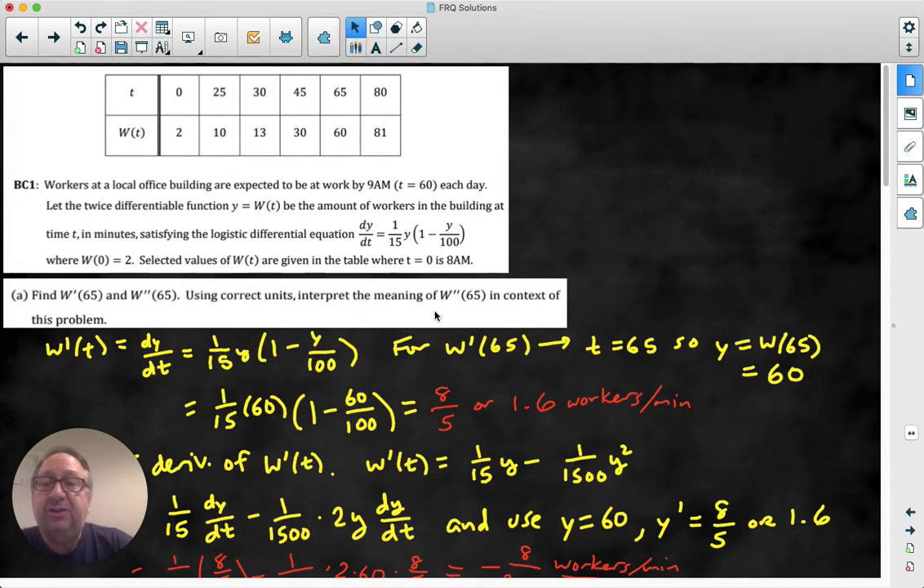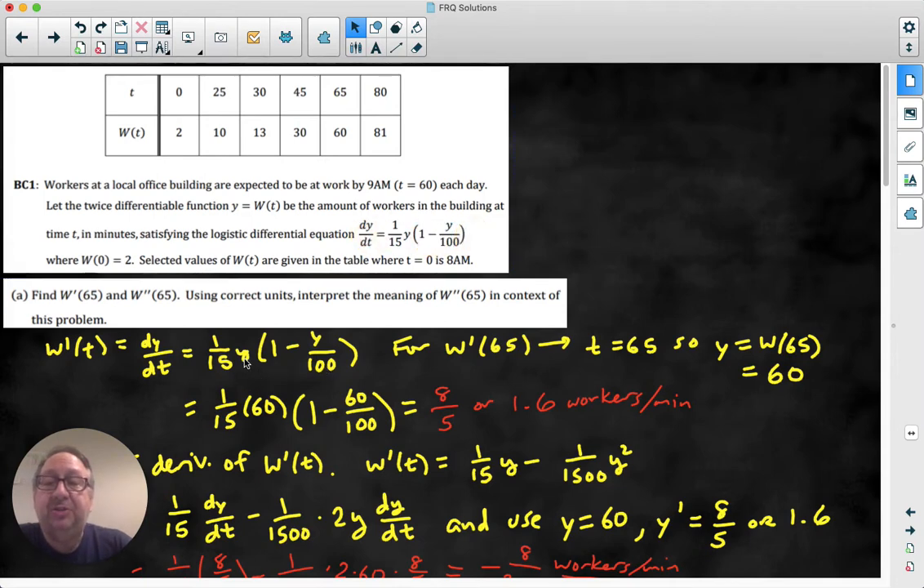We're trying to find two derivatives, the derivative of 65 and then the second derivative, 65. These are derivatives of w. But the problem tells us that w is equal to y. So anywhere we see a y, dy dt, and y, all of these are w's, and that's going to work for us. So we're just going to go ahead and say that the derivative of w is dy dt. Here it is. And we're given the equation. Right here, we're given the equation.